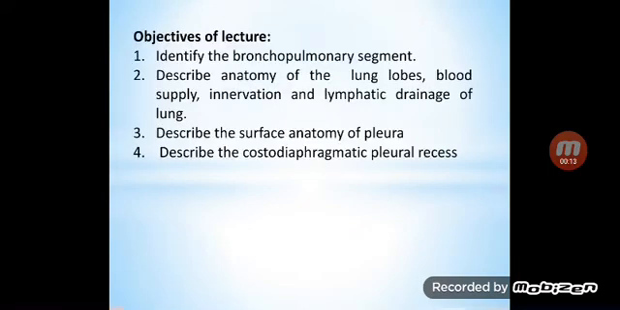The objectives of our lecture are to identify the bronchopulmonary segments, the anatomy of the lobes of the lung, its blood supply, innervation, and lymphatic drainage, to describe the surface anatomy of the pleura and lungs, and to describe the costodiaphragmatic pleural recesses and other recesses of the pleura.